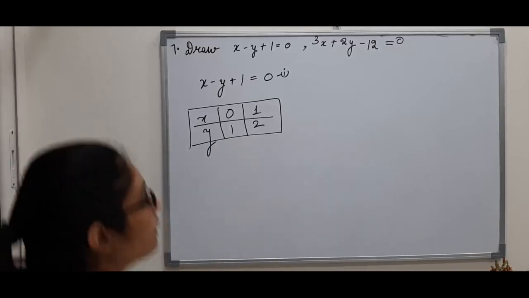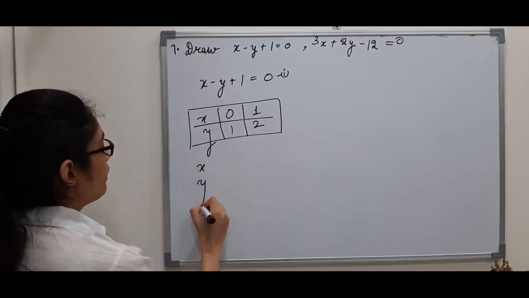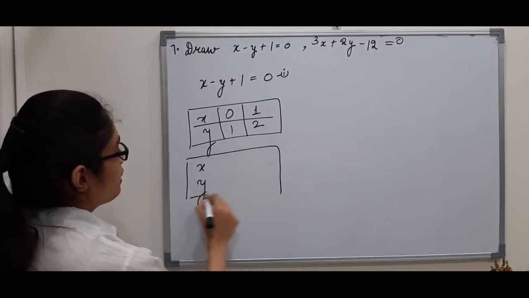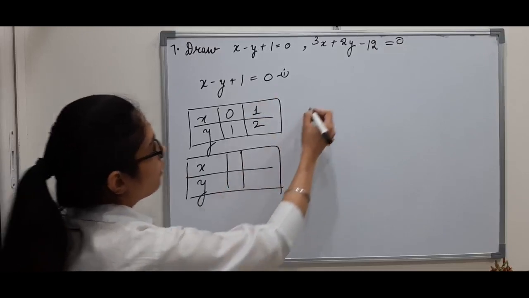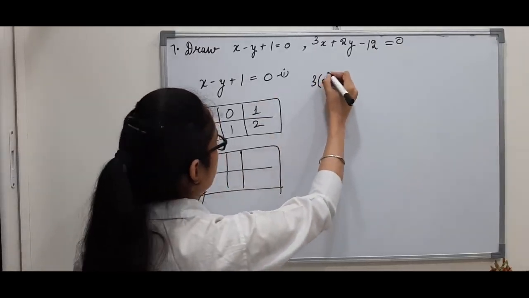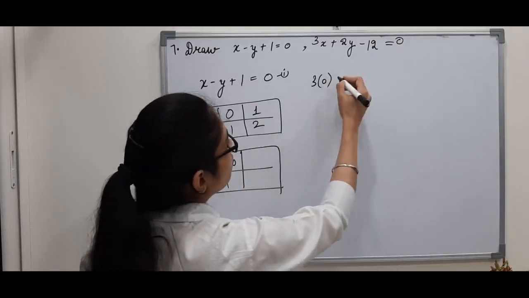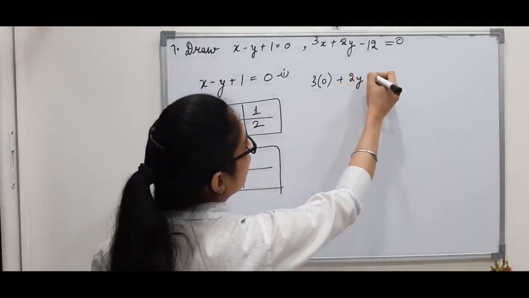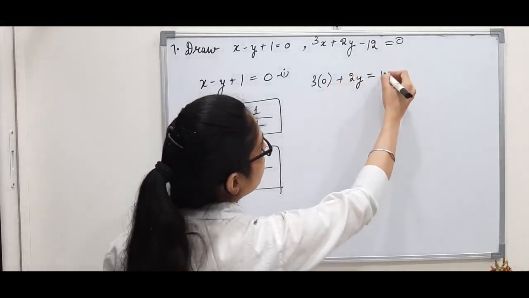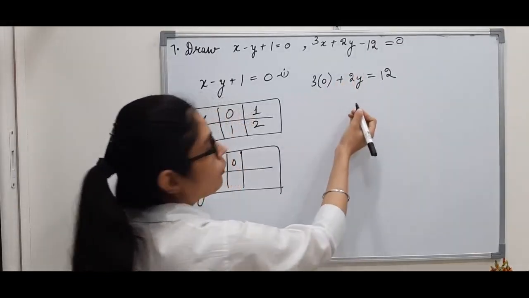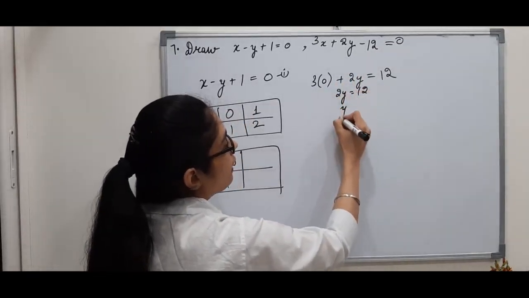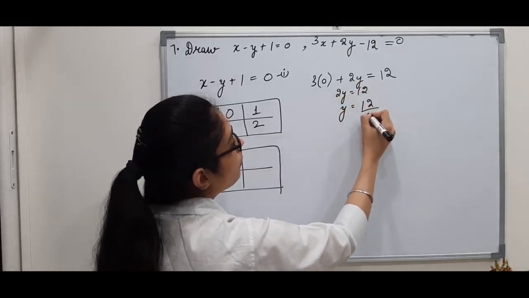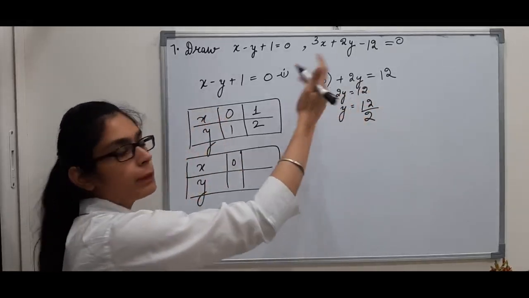Let's do it for the second equation. Again I will write in the same way. First I will try to put x equals 0. So I will write down here 3x, x I will put 0. 3 into 0 plus 2y. Directly I will write 12 to the other side, it will be plus 12. 3 into 0 is 0. 2y is equal to 12.